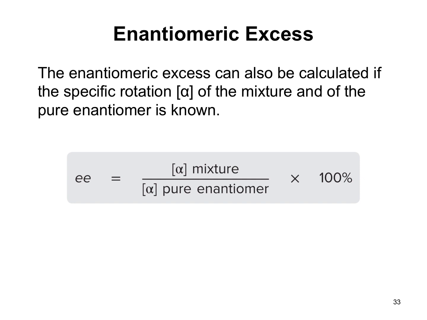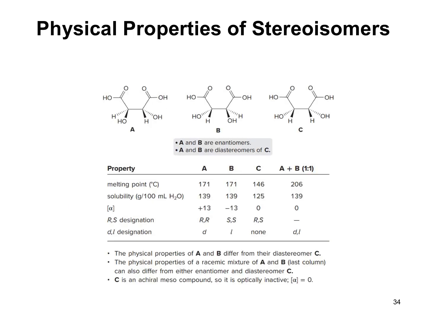Now, since enantiomers have identical physical properties, they can't be separated by common physical techniques like distillation. Diastereomers and constitutional isomers, though, have different physical properties, and so they can be separated by common techniques. So, for example, if you look here, we've got A and B, and these are enantiomers, but A is a diastereomer of C, and B is a diastereomer of C.